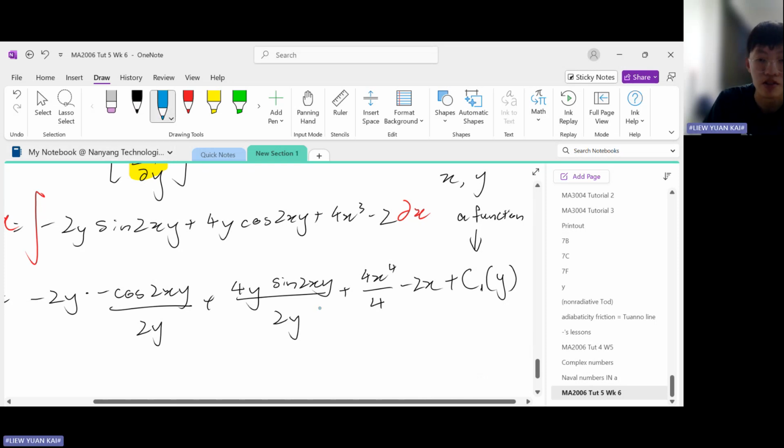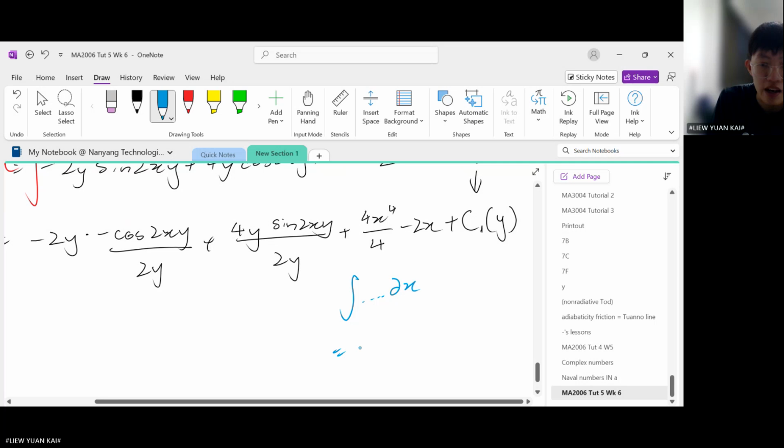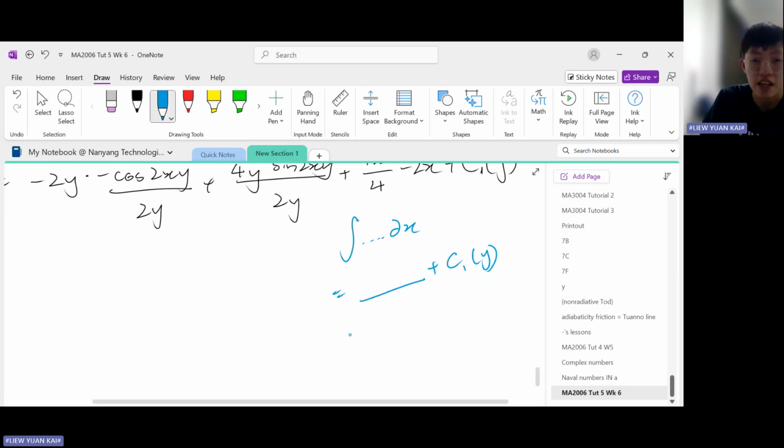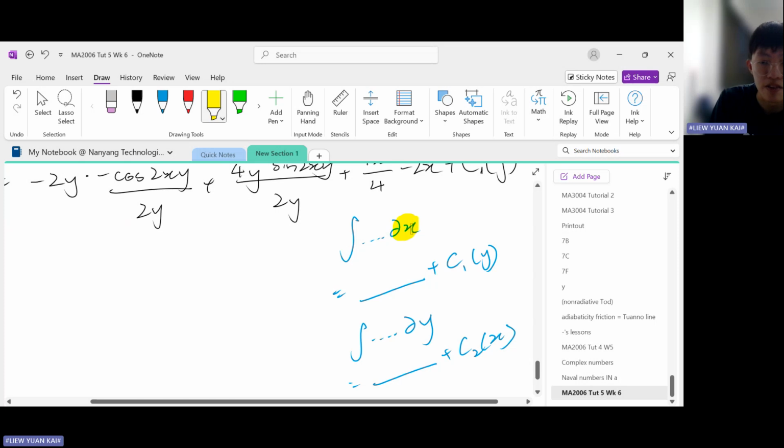Long story short, if you didn't quite catch that, if I partially integrate with respect to x, my answer will have an arbitrary constant that is a function of y. In the opposite case, if I partially integrate with respect to y, my answer must have an arbitrary constant that is a function of x. So you see, partial integration with respect to x has an arbitrary constant as a function of y. Partial integration with respect to y has an arbitrary constant which is a function of x. So you see, it's reversed.